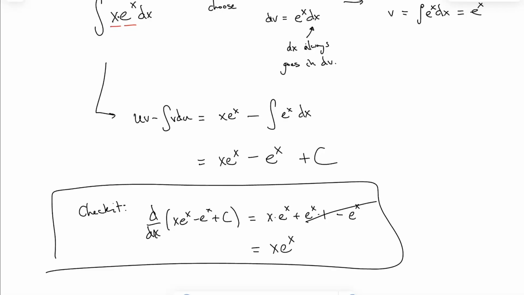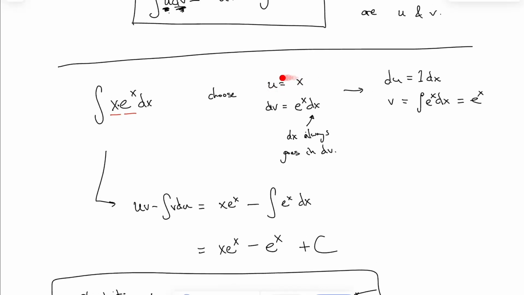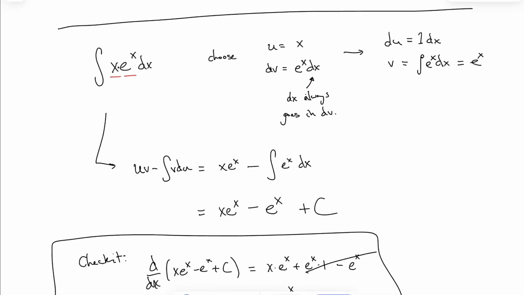All right. So apart from just plugging everything into the formula and making sure it works out, the thing to discuss is how did I know that you should have chosen the u to be the x and the dv to be e to the x? You could have chosen it the other way around. u equals e to the x, dv equals x dx. How do you know which one to choose?